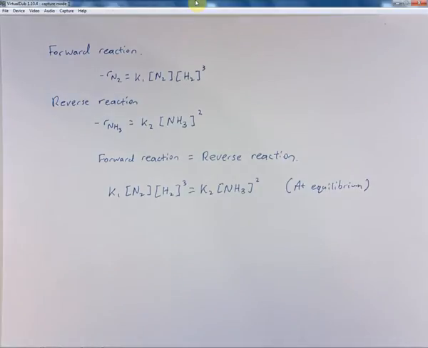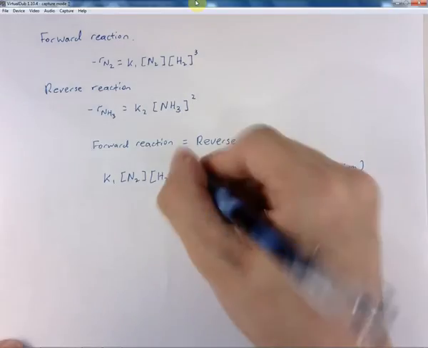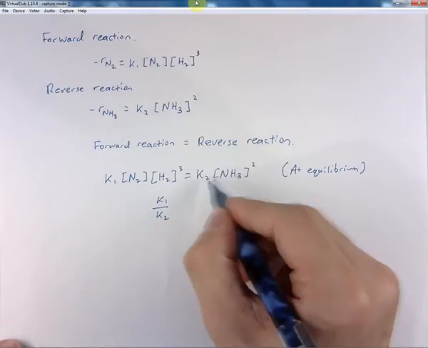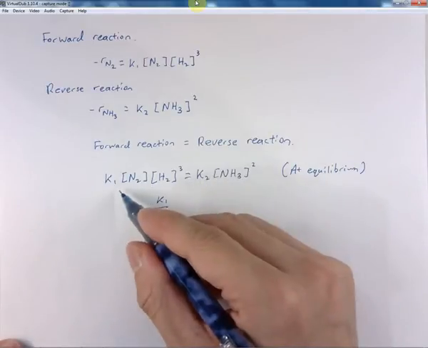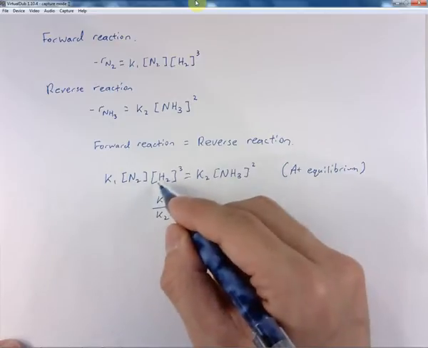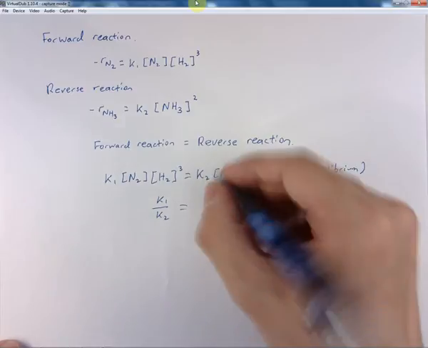By doing so, we can rearrange it to K1 divided by K2. I bring K2 to this side, and I bring these two terms to the right side. When you bring them over here, it will be divide.